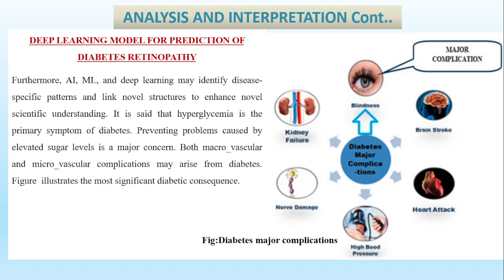It is said that hyperglycemia is the primary symptom of diabetes. Now, preventing problems caused by elevated sugar level is a major concern. Both macrovascular and microvascular complications may arise from diabetes. The figure illustrates the most significant diabetic consequences: high blood pressure, heart attack, brain stroke, kidney failure, nerve damage, and then blindness. This is the major complication, retinopathy.